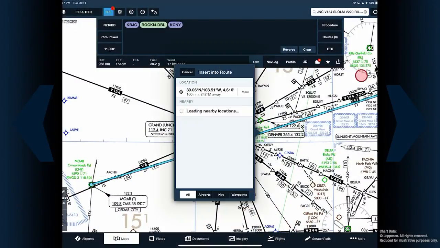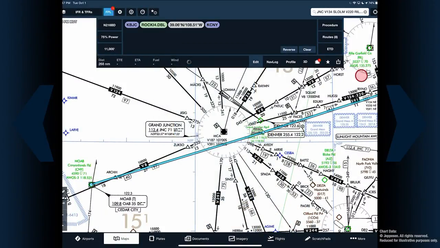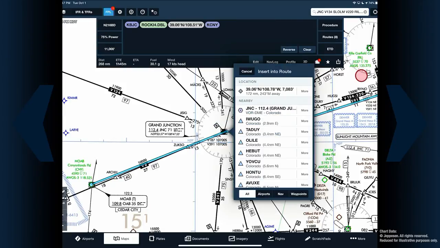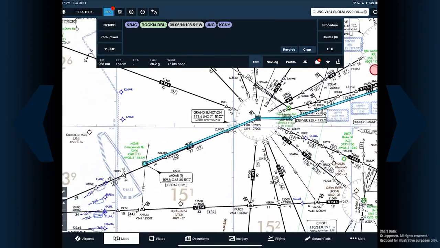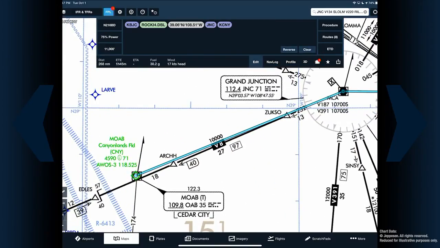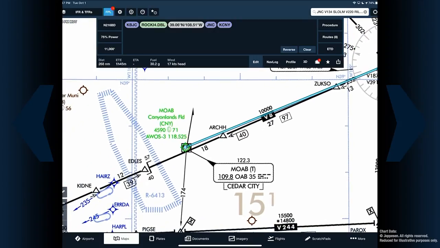If I'm close, they'll just vector me in. If I'm not close, then I'll give them an alternate means of routing that I want. And so in this case, I would probably just say, hey, I want to go direct Grand Junction. And then if you go back, you could see, if I lost RNAV right at that fix, I'd ask for direct Grand Junction. And then from there, I would take Victor 8 to Canyonlands.